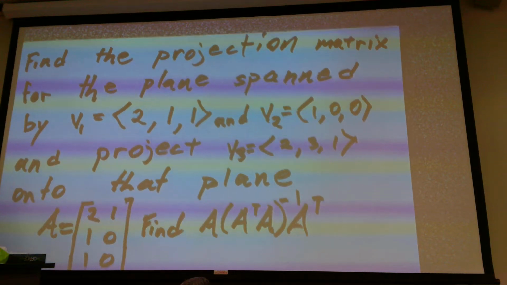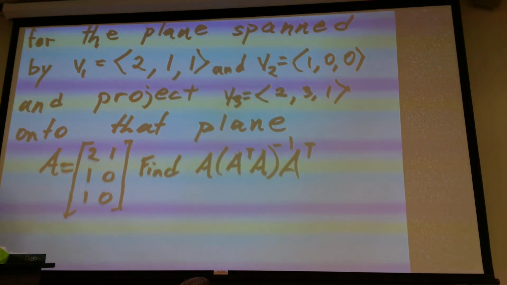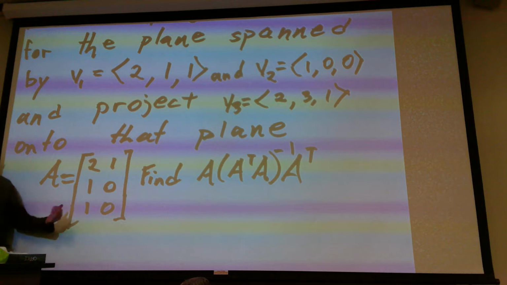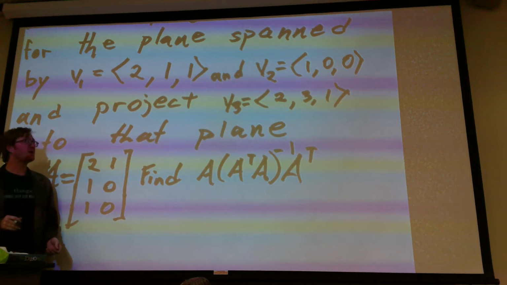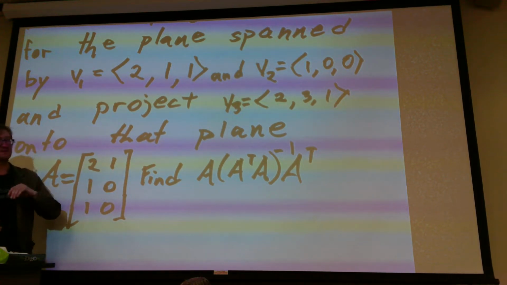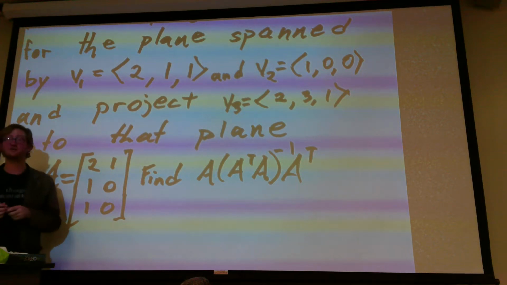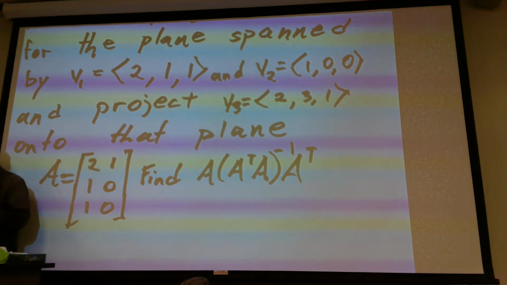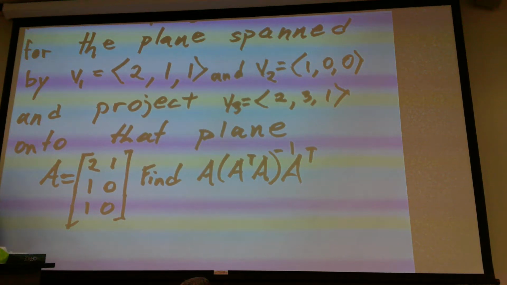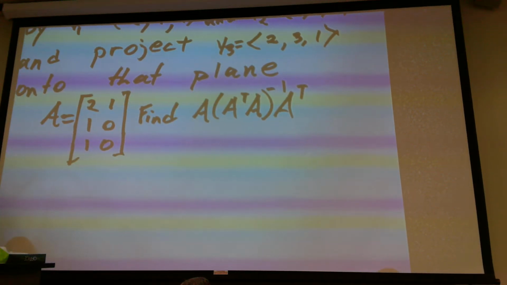Okay? So, first step, let's form those two vectors into our matrix A. And this formula right here is going to give us the projection matrix. So, we're going to go through this in steps. First, let's do A transpose A.